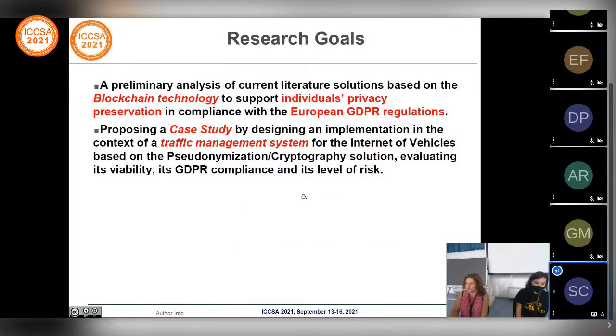Okay, as research goals, we performed a preliminary analysis of current literature solutions based on blockchain technologies in order to support individuals' privacy preservation in compliance with the European regulations for privacy preservation. And we furthermore proposed a case study by designing an implementation in the context of a traffic management system for the Internet of Vehicles, based on pseudonymization and cryptography solutions, and evaluating in a preliminary way its viability, its compliance to GDPR regulations, and the level of risks.